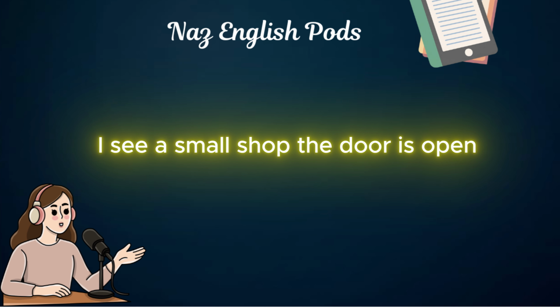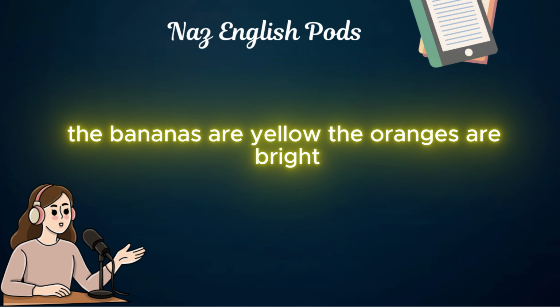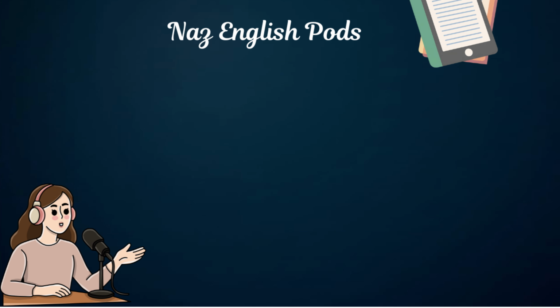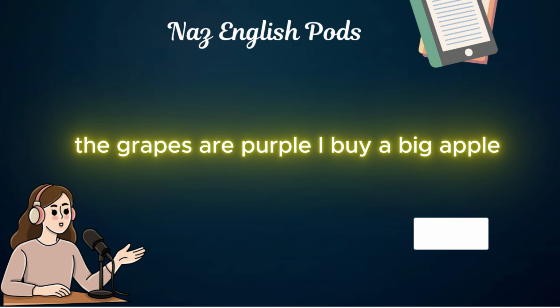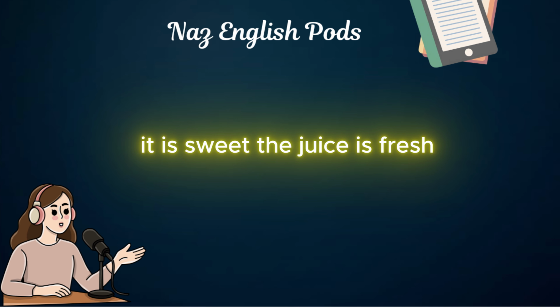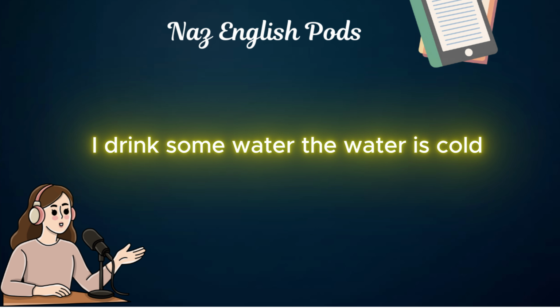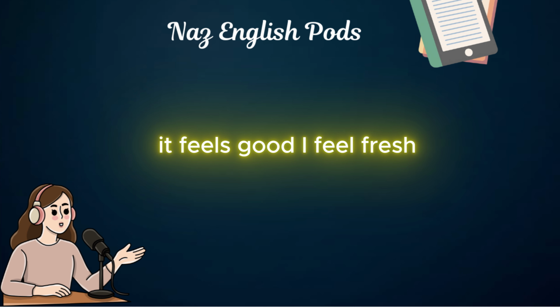I see a small shop. The door is open. The shop sells fruit. The apples are red. The bananas are yellow. The oranges are bright. The grapes are purple. I buy a big apple. It is sweet. The juice is fresh. I eat it slowly. Then I throw away the core. I drink some water. The water is cold. It feels good. I feel fresh.